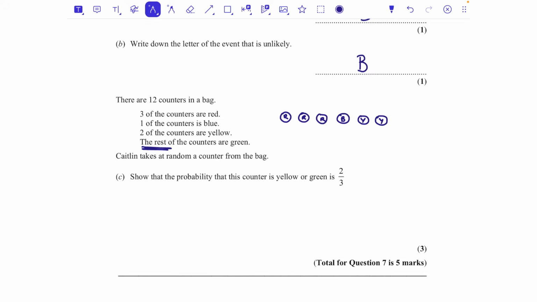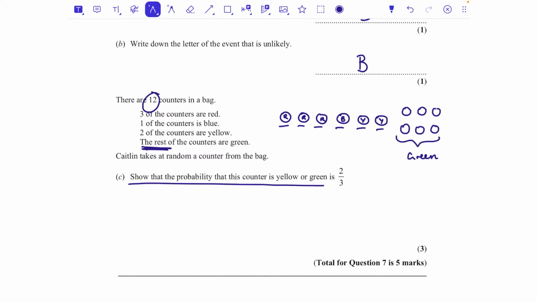So the rest is just going to be how many more we've got to get up to the 12 counters we've got all together. So far, we've got 6 counters. So there must be 6 more that are all green. So these ones are our green ones. There we go. Show that the probability that this counter is yellow or green is 2/3.